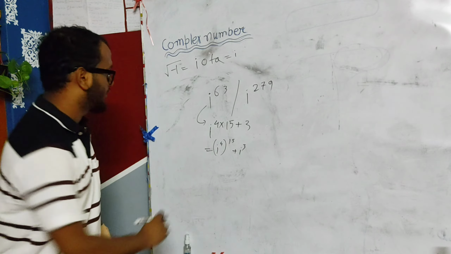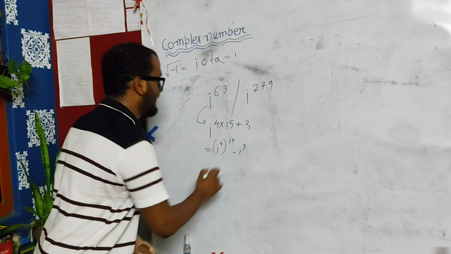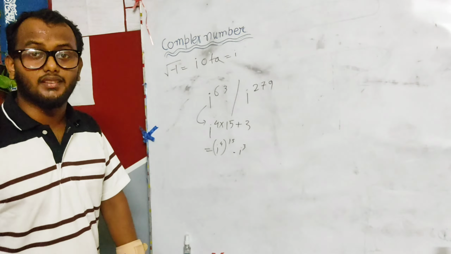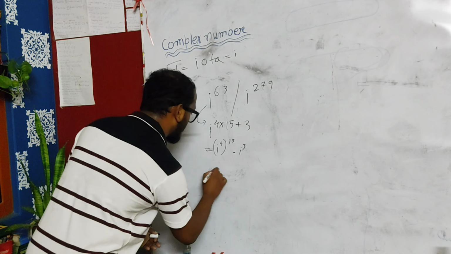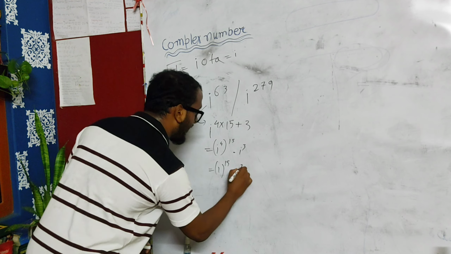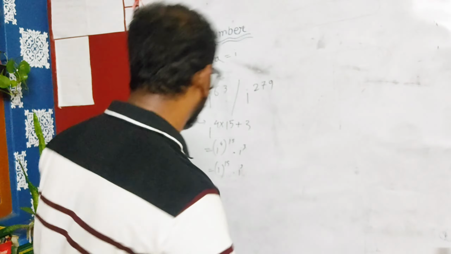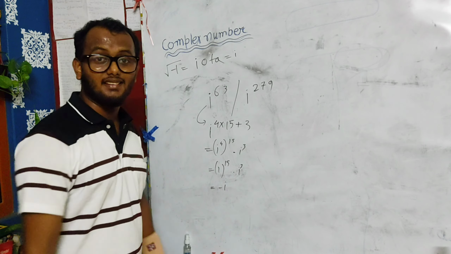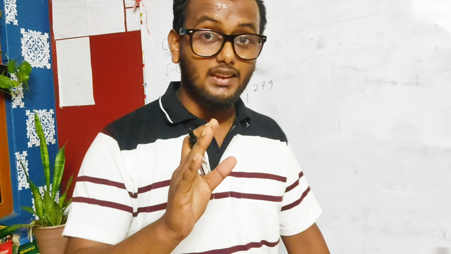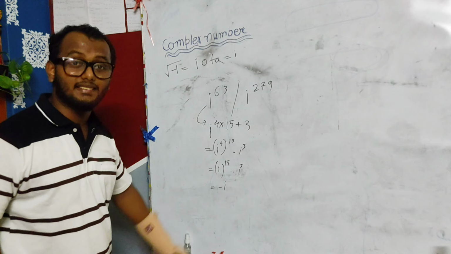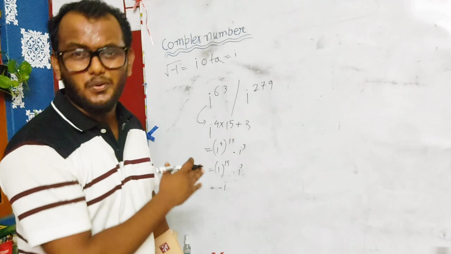Why have we written this one like this? Multiply: i to the power 4 into i cube. We know the value of i to the power 4 is 1. Can you recall? If you can't, then just go back to the first part and see that part. So we simply put 1 to the power 15 into i cube. And 1 to the power anything is only 1. And what is the value of i cube? That is minus i. Understood? So we are simply getting minus i into 1, that is minus i only.